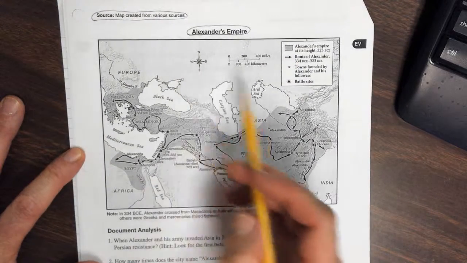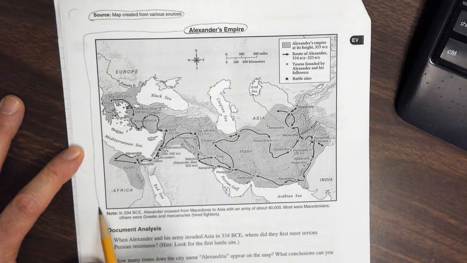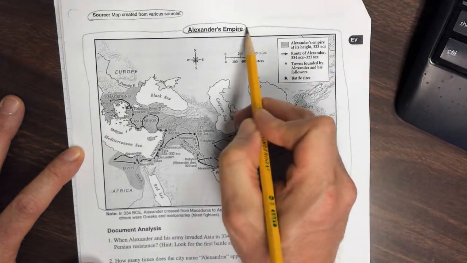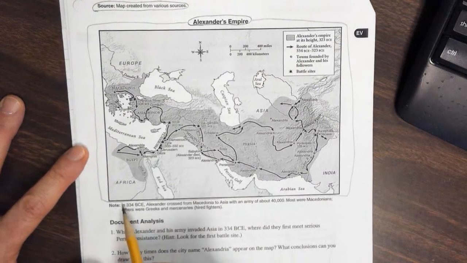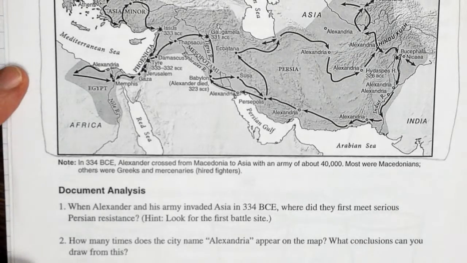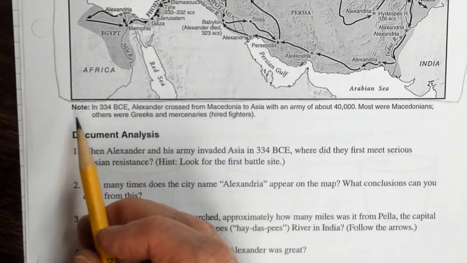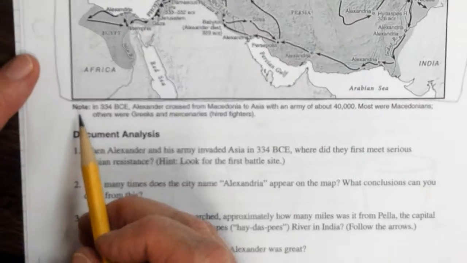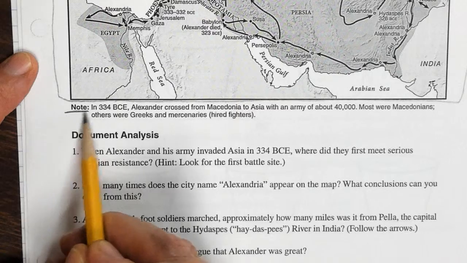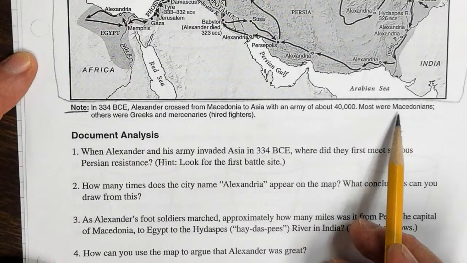All right? Now, I see a great big gigantic map. So I see this map. I also notice that there is a note down here. Okay, well, let me see if I can't get this. There we go. There's a note here. That's kind of blurry, isn't it? All right. The note, 334 BCE, and then it explains. You can read that later.